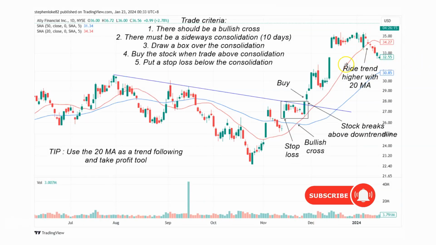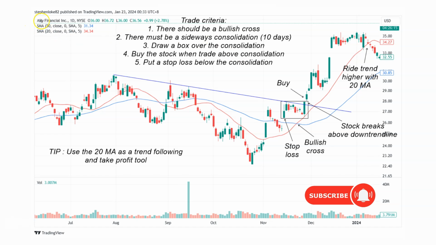Now let's take a look at another example. I've conveniently put the trade criteria here so that even if you want to print out and screenshot the charts here and print out, you always have a reminder of what the trade criteria are. So remember, the first criteria, is it met here? Yes, we have a bullish cross.